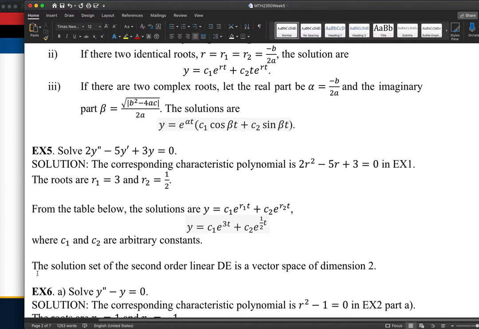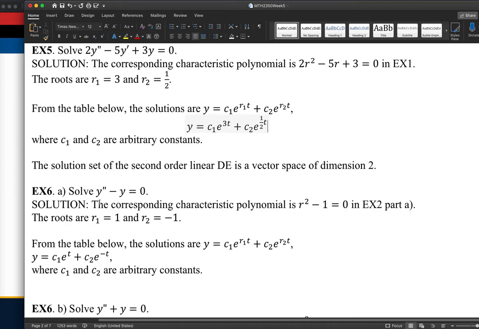Just as a reminder, the reason we have a linear combination of two linearly independent functions is that, in general, the solution set of a second order linear differential equation is a vector space of dimension 2. So we have a basis, and the linear combination of the basis represents all the solutions.